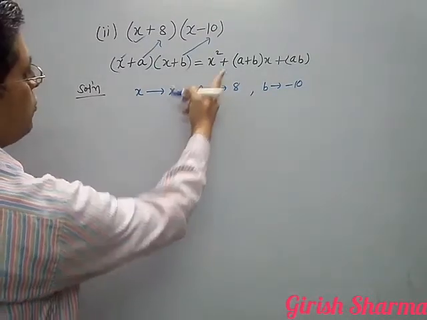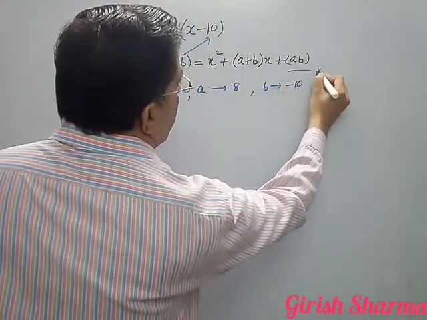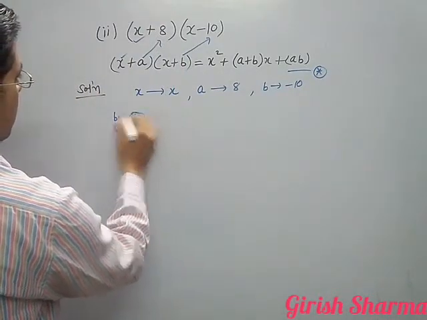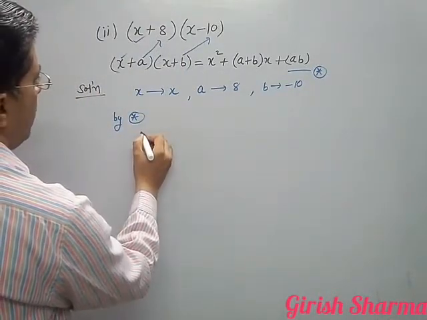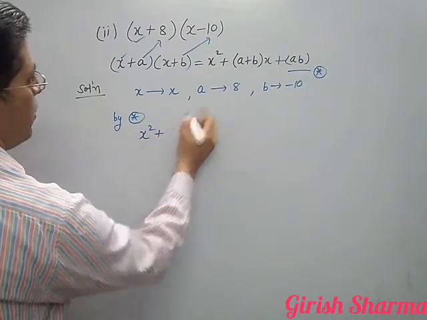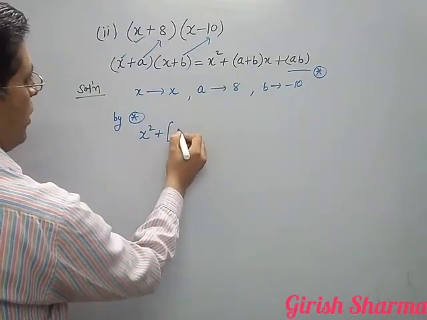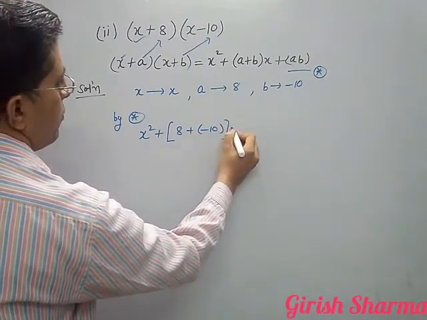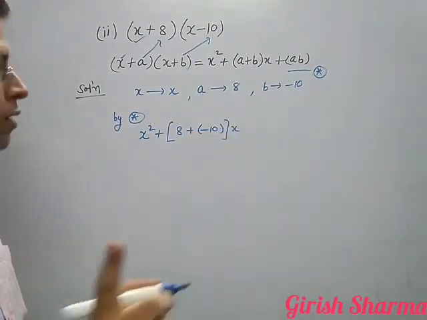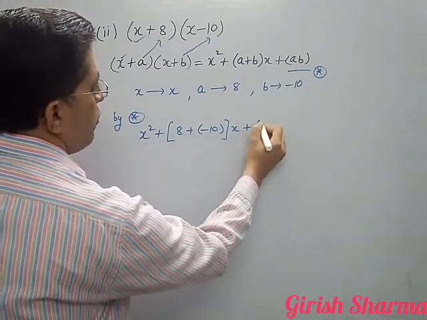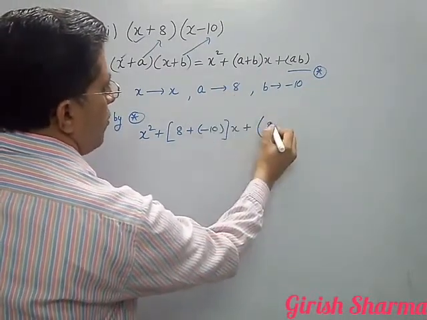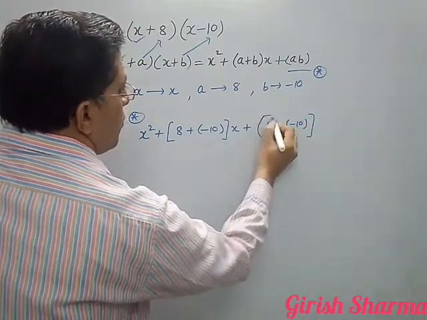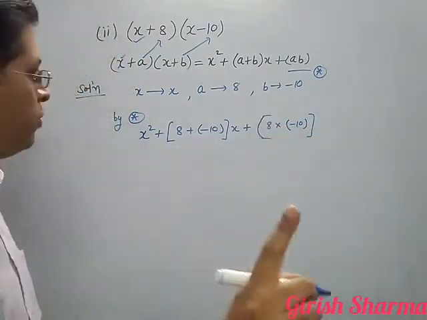Now come on, put all these values in star. Earlier also I put star here. Now by star, what will be? x² plus, in place of a, 8, in place of b is minus 10, x is x. Getting? Now see again, carefully you see. a is your 8 and into b is your minus 10. Getting all of you?